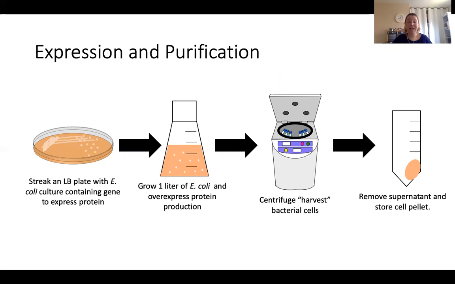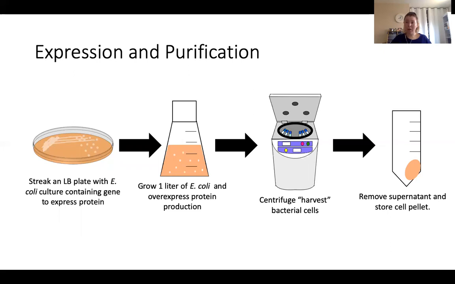So we would streak a plate. This contained LB. LB is a media that E. coli likes to feed on and grow on. The E. coli would contain the gene that would express the protein we wanted, so it would express the protein of interest. We'd have one that would express protein D and one that would express OMP26.